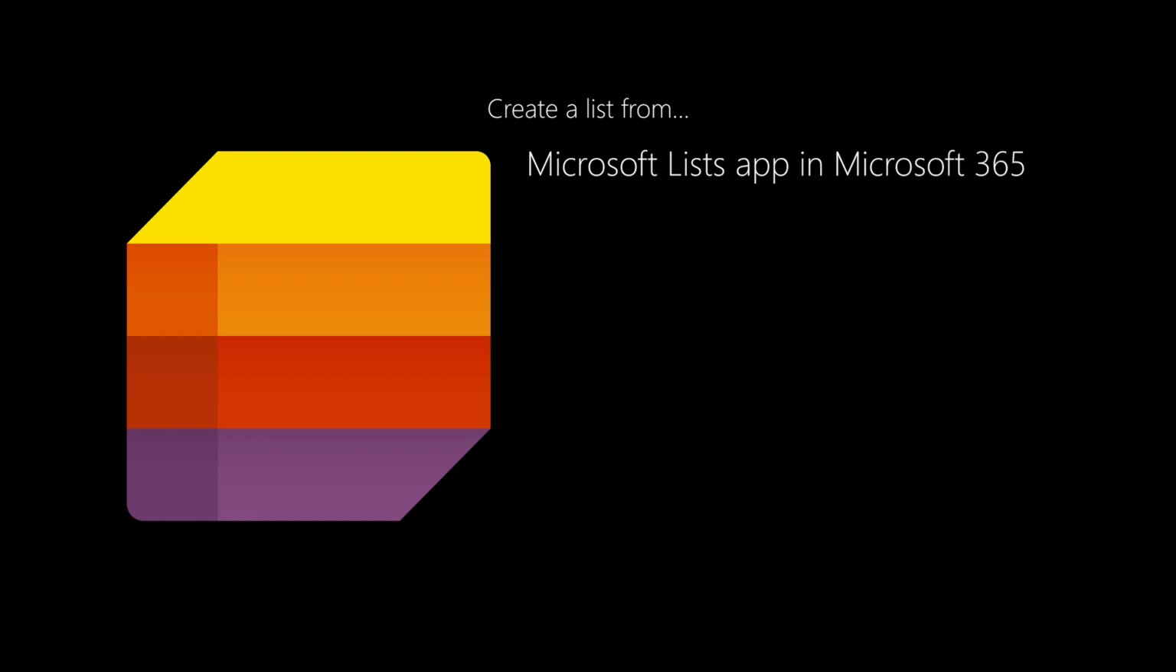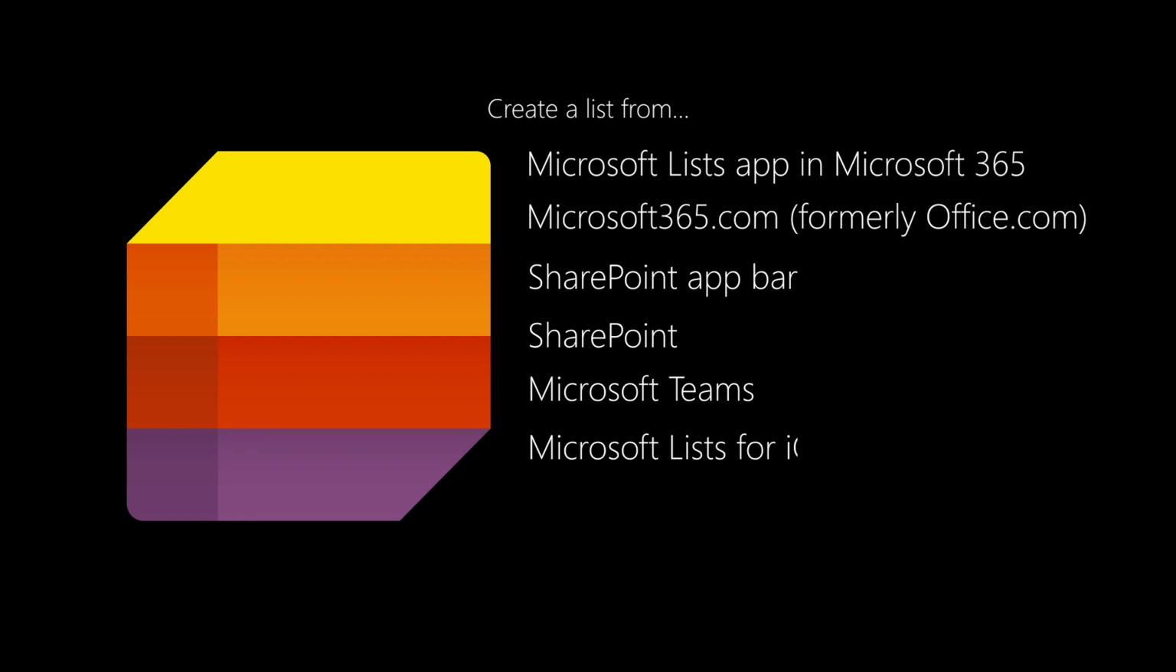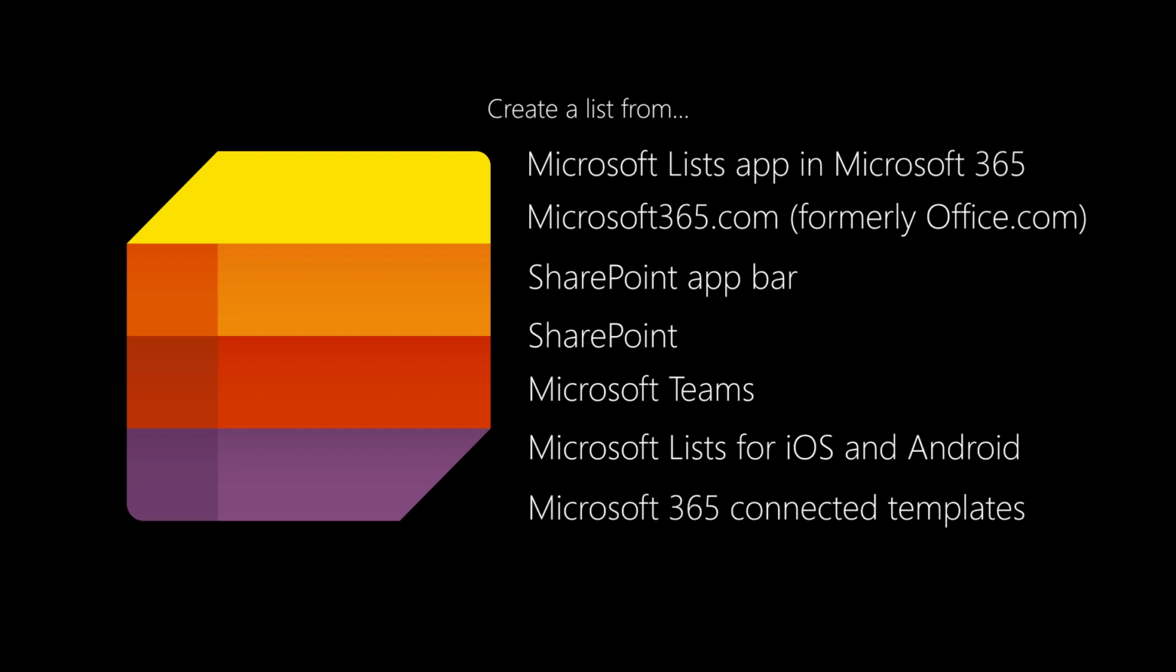Throughout this video, I'm going to show you a number of ways where you can create a list from. You're going to see starting a list from the Lists home, or what we call the Microsoft Lists app in Microsoft 365, from the Microsoft 365.com experience, what we call the Microsoft 365 app, formerly Office.com. We'll show creating a list from the SharePoint app bar, creating a list from within SharePoint itself, creating a list in Microsoft Teams, creating a list in the Microsoft Lists mobile application. I'll show you iOS today, and the bonus element of creating a Microsoft Lists when using Microsoft 365 connected templates.